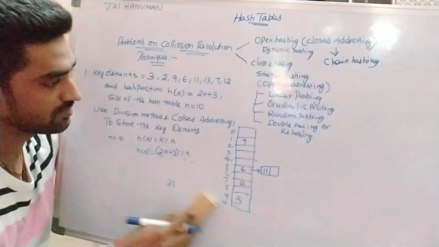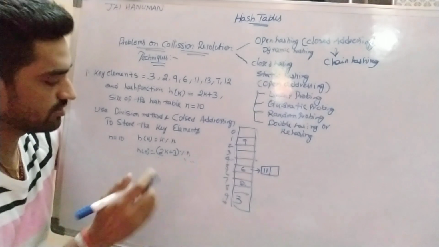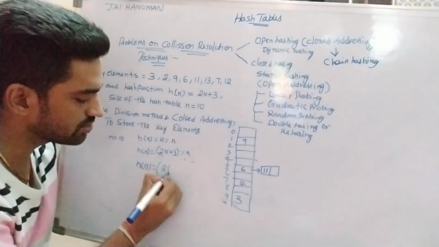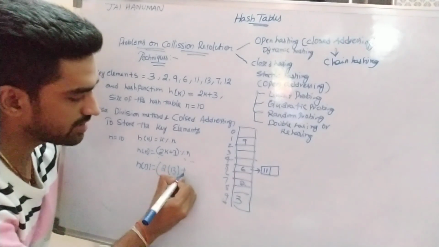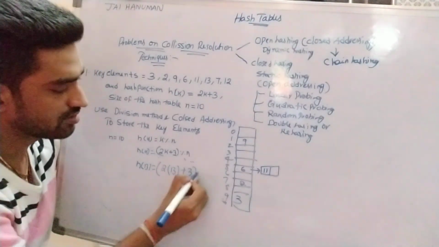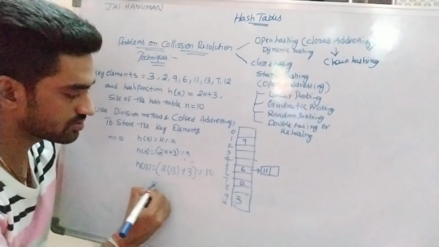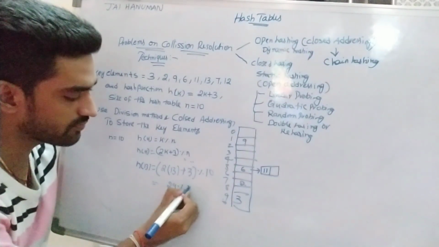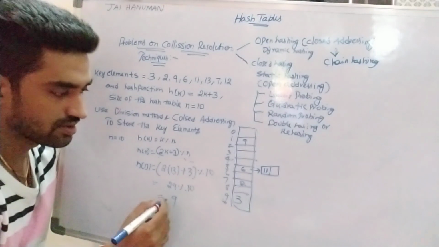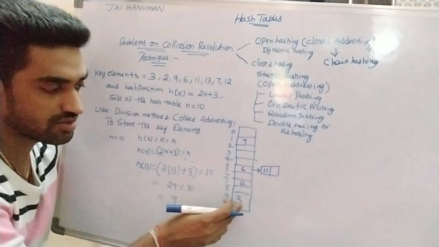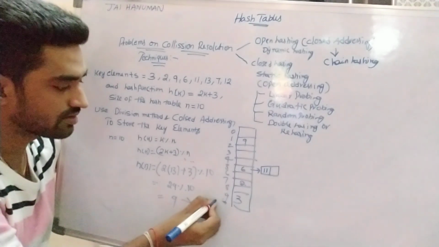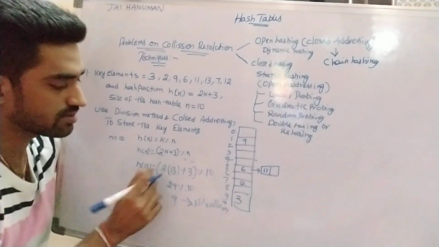H of 13. H of 13, which is equivalent to 2 into 13 plus 3 modulo division of 10. So 26 plus 3, 29 modulo division of 10, which is equivalent to 9. So ninth position is not vacant position. So that's why collision is occurred. First collision is occurred for h of 13.